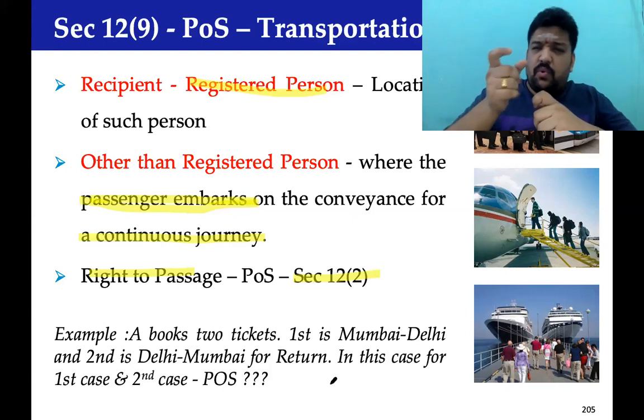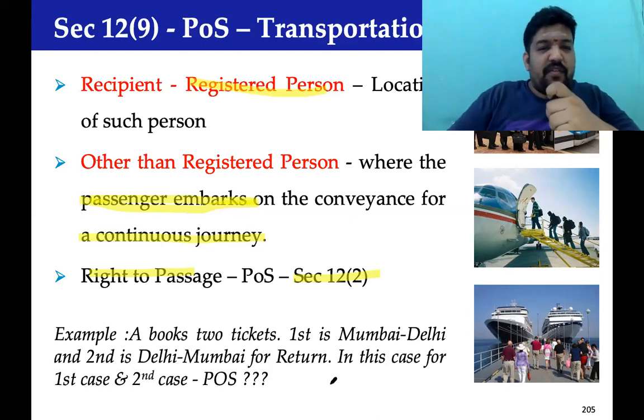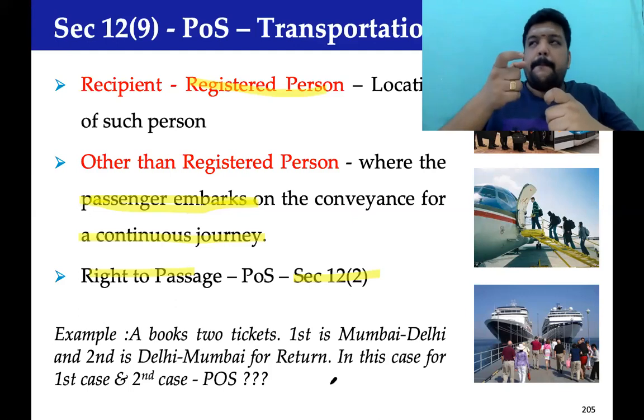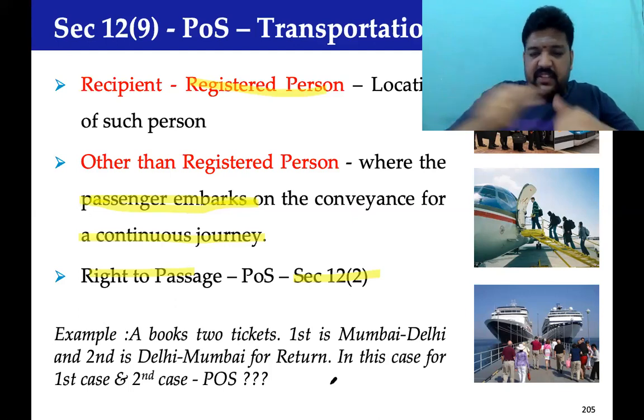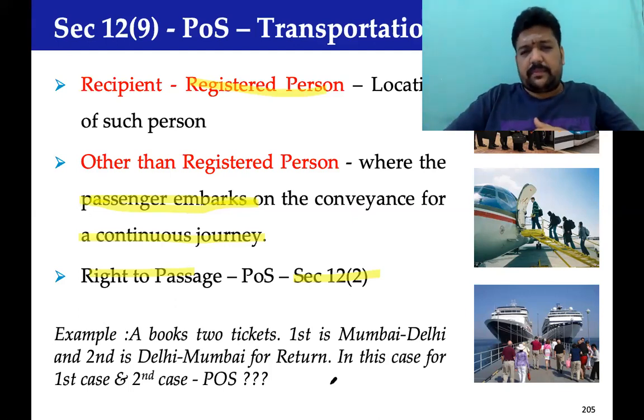So why do I need to know about it? In case of a continuous journey, the aircraft numbering will not change. It will generally be the same.